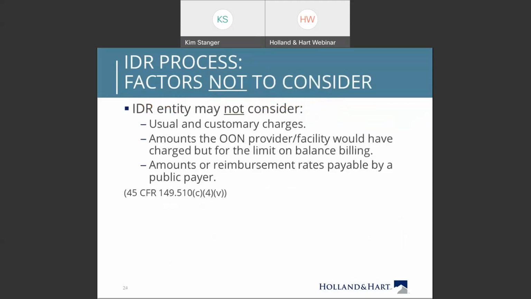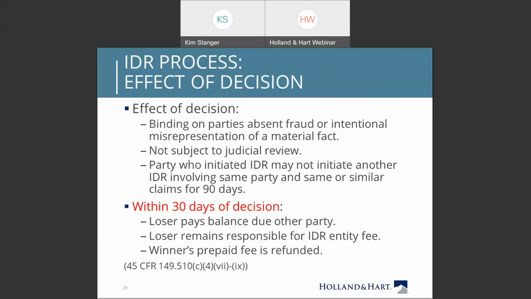Now, there are certain factors that are not relevant, and therefore the IDR entity cannot consider these. It does not matter what your usual and customary charges are. It doesn't matter the amounts that the out-of-network provider or facility would have charged, but for the limit on balance billing. And it doesn't matter the amounts or reimbursement rates payable by a public payer. Those are not relevant to the IDR entity's decision. They can't consider that. There's no use in submitting that information to them.